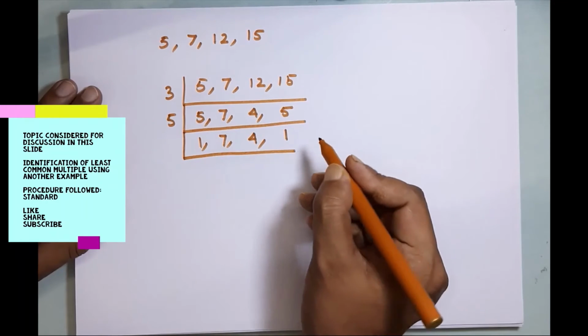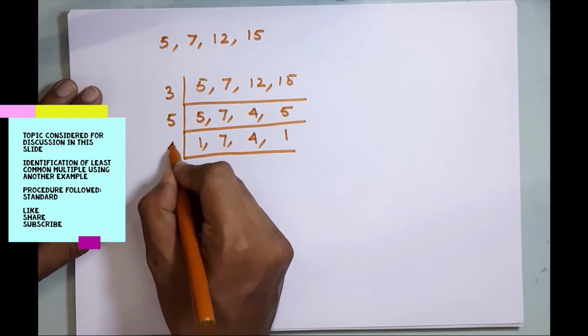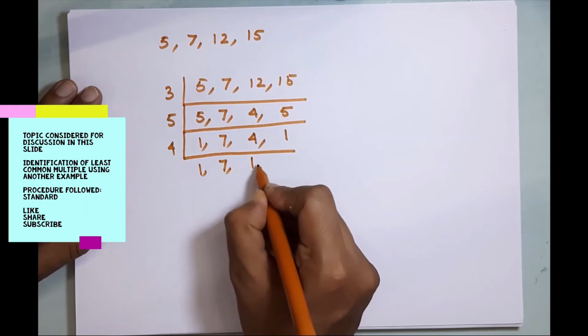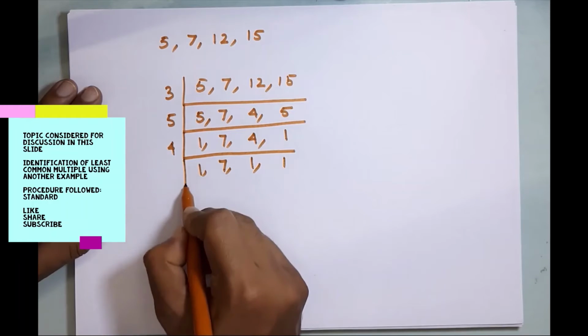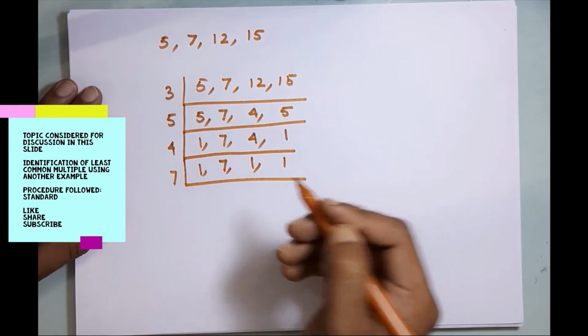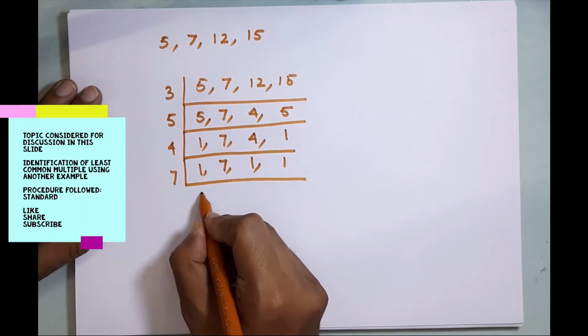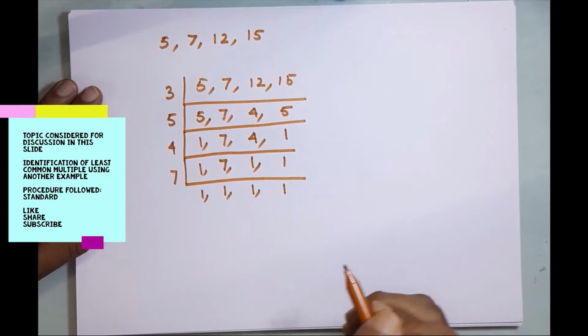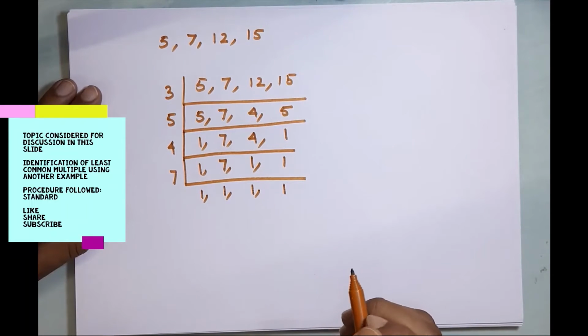And how will we be able to achieve that? If I divide it by 4, 1 becomes 1, 7 remains as it is, 4 becomes 1 and 1. And then finally, if we divide the series by 7, we will be able to achieve our target of having a result of 1 through the division method.